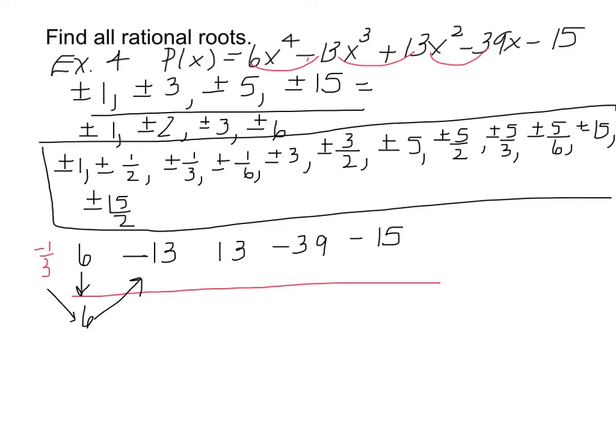Okay, so negative 1/3 of 6 is negative 2. And then you add going down. Negative 1/3 of negative 15 is 5. And then you add going down. Negative 1/3 of 18 is negative 6. And then you add going down. Negative 1/3 times negative 45 is positive 15. And you add going down. And that means negative 1/3 is one of our solutions.